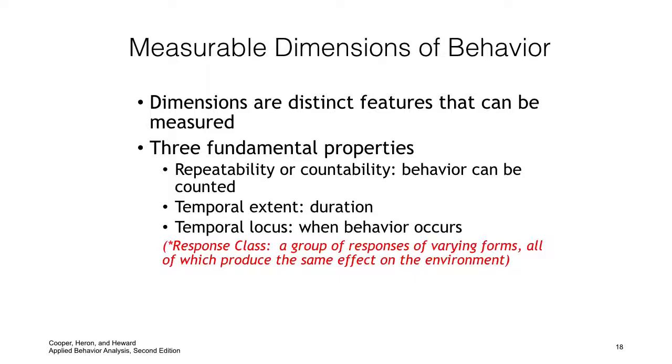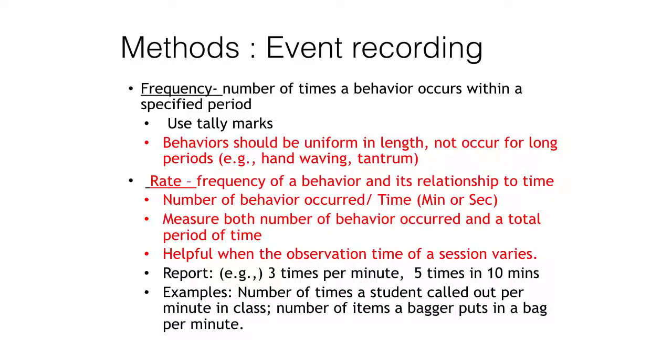The second property is temporal extent, meaning every instance of behavior occurs during some amount of time. So the duration of behavior can be measured. The third property is temporal locus, meaning every instance of behavior occurs at a certain point in time with respect to other events. So when behavior occurs can be measured. Due to these properties, we can measure behavior and we can record data.